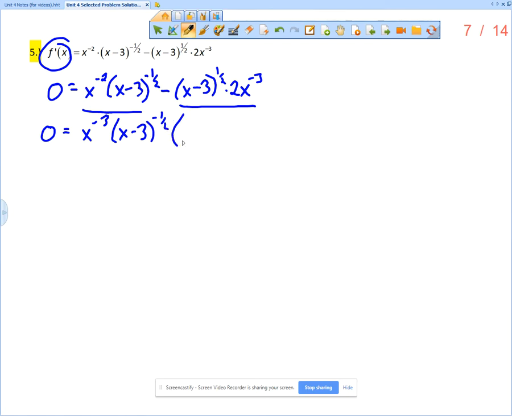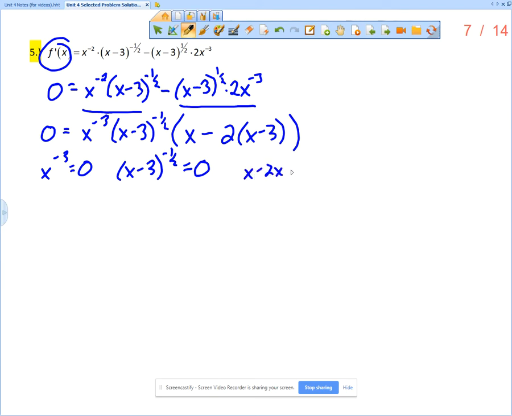So what does that leave me with? Well, I had an x to the negative second and I took out an x to the negative third, so what x remains? If I take negative 3 out of negative 2, I must have had 1 remaining, x to the first, because negative 3 plus 1 is negative 2. Then I have minus 2 times x minus 3 to the what? Same way, negative 1/2 plus 1 is positive 1/2, so this would be x minus 3 to the first. So now I have the first thing, x to the negative third equals 0, or x minus 3 to the negative 1/2 equals 0, or this thing, x minus 2x plus 6, equals 0.